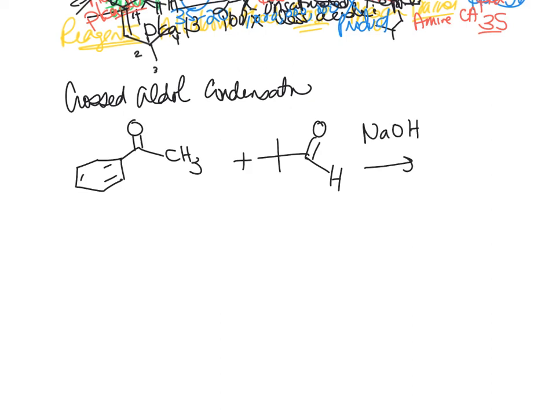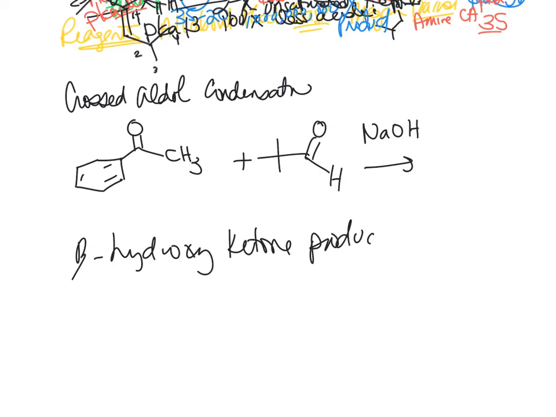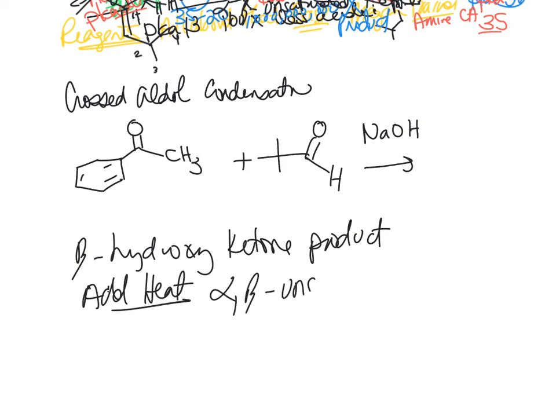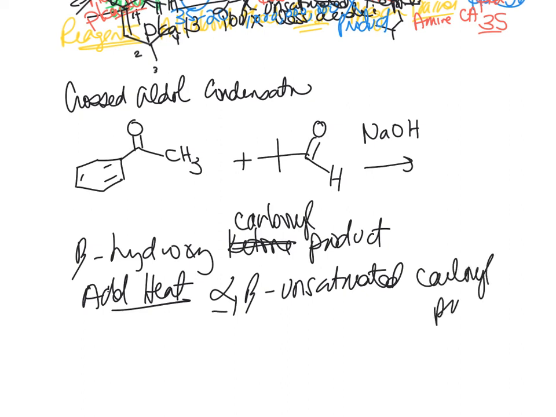I want to see your beta hydroxy ketone product. You can get this to your reaction sheet. And then I want you to add heat, and we'll talk about that tomorrow too. Then give me your alpha beta unsaturated product. It could be a ketone or an aldehyde, so just say carbonyl product. So you'll get two products, show before and after.